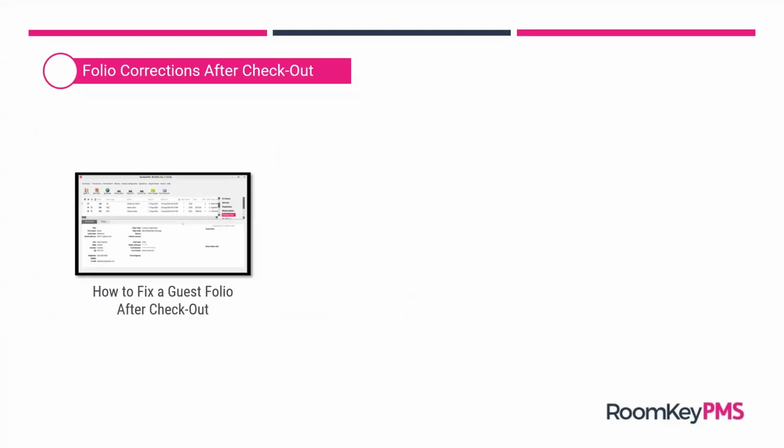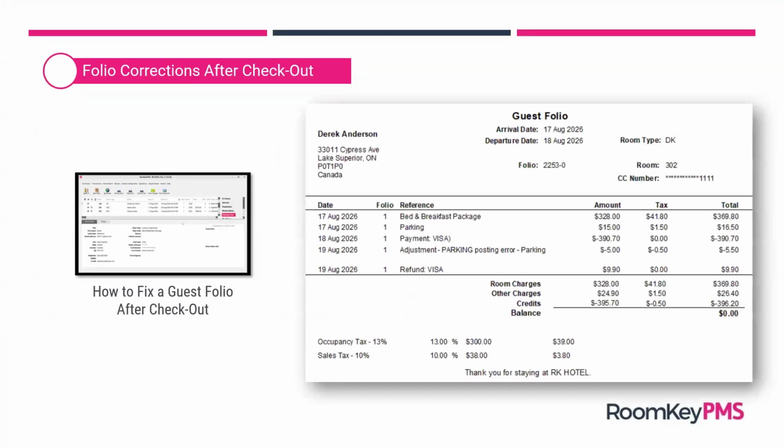So just to recap, to fix that issue for the guest, what we ended up doing was cleaning up essentially that guest folio by removing those parking charges completely and posting this adjustment for that posting error, making sure that that guest also gets the total refund owed back to them.